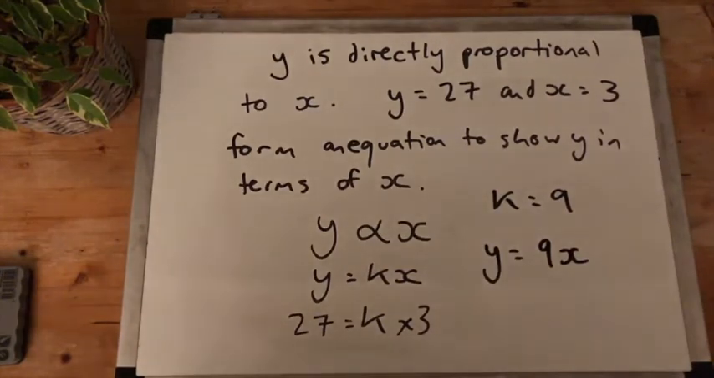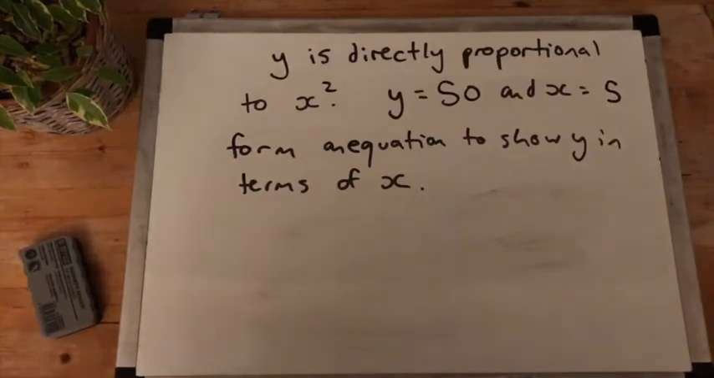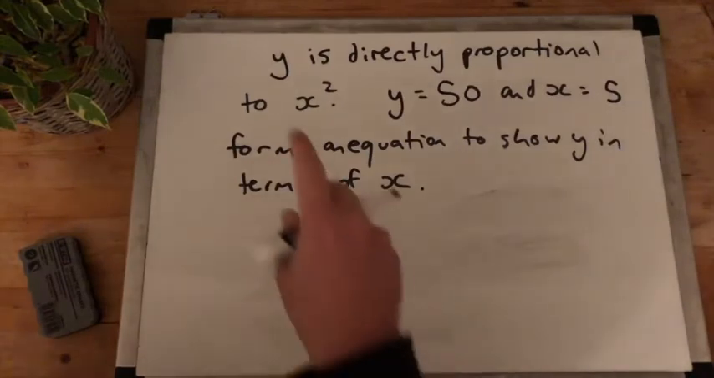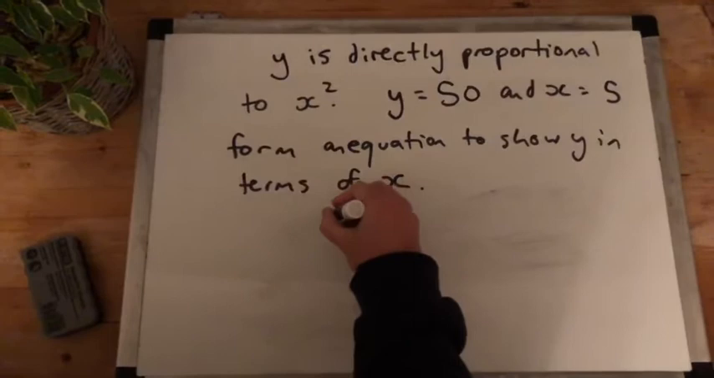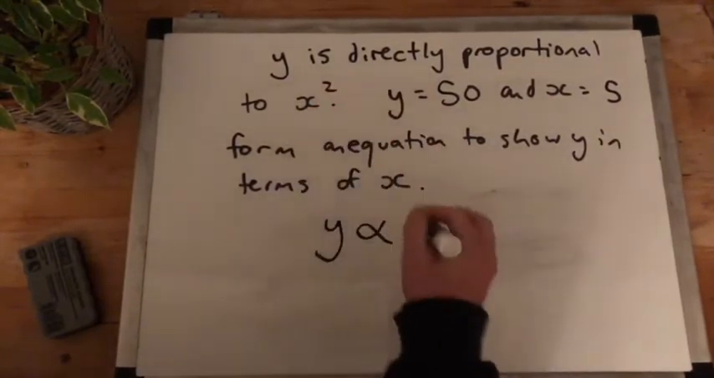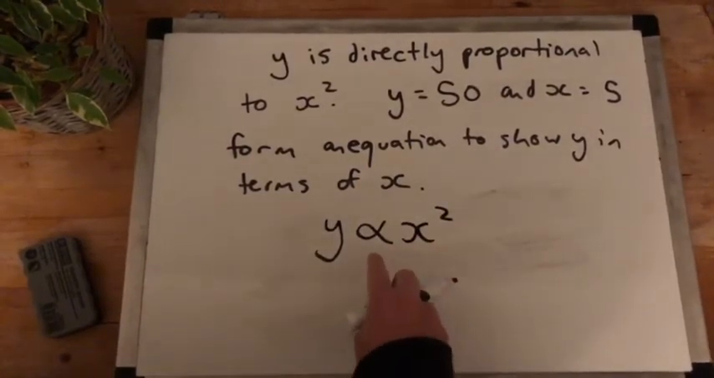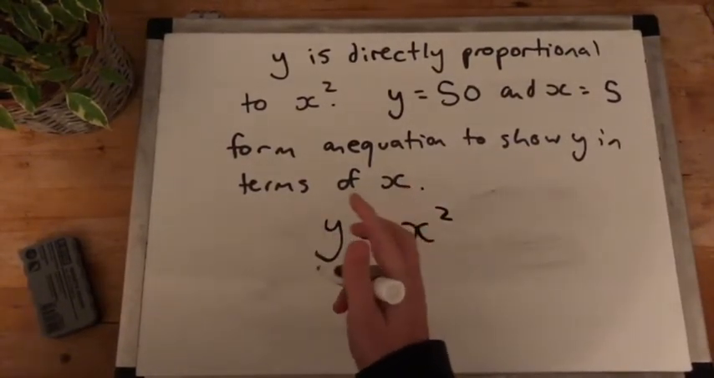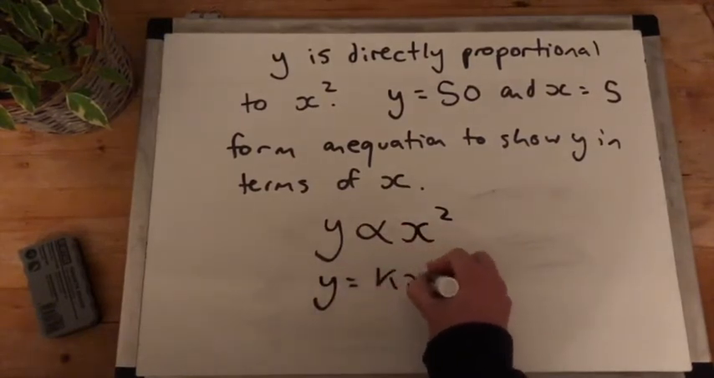One more example. Y is directly proportional to x squared. Y equals 50 and x equals 5. Form an equation to show y in terms of x. Well, slightly different, because y is directly proportional to x squared. So same thing, y is directly proportional to, but now it's to x squared. Exactly the same as normal now. Swap this out for, that's right, equals k. So y equals kx squared.